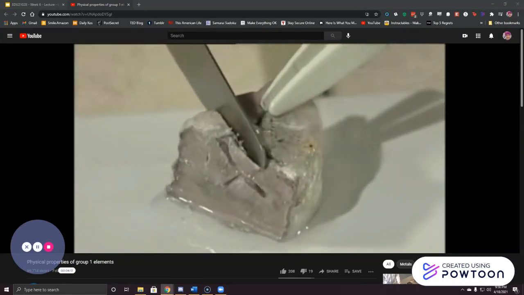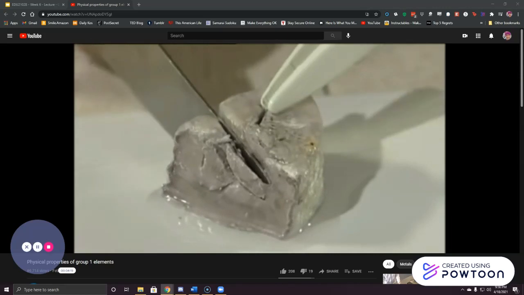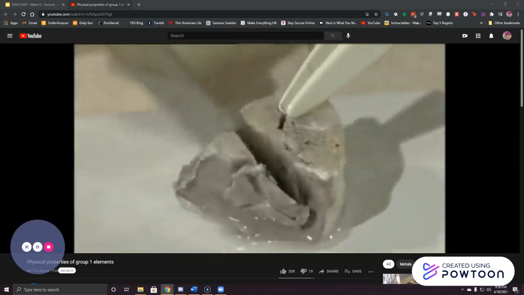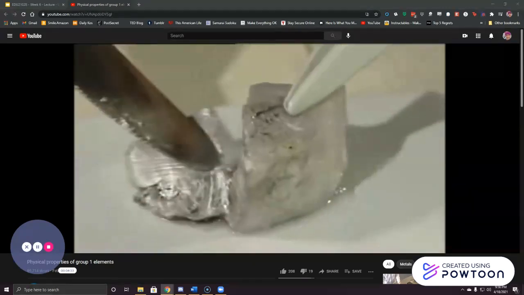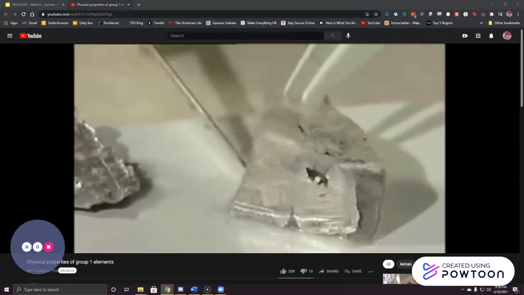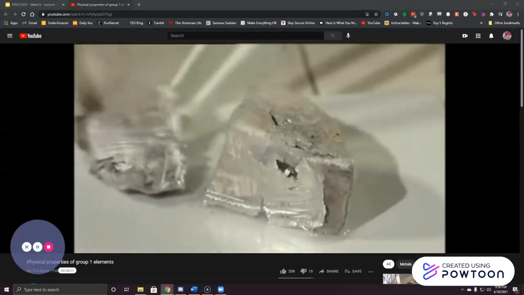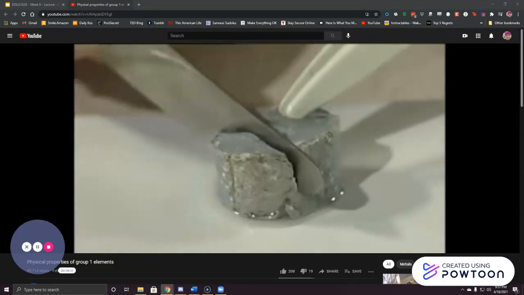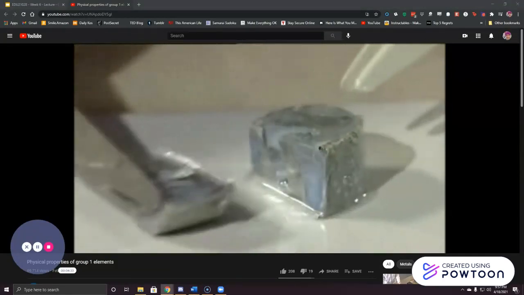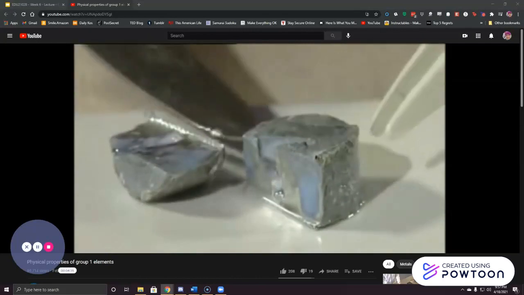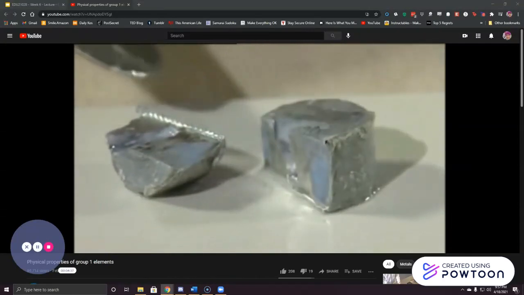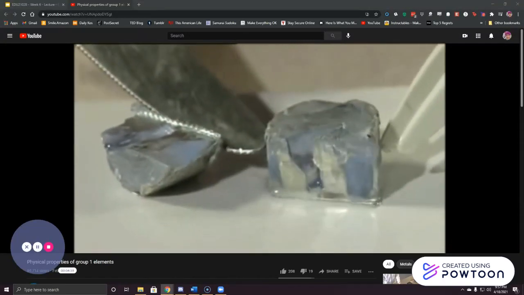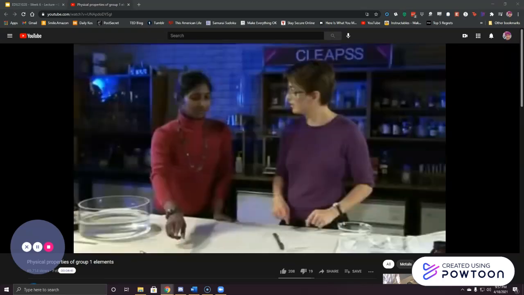Sodium is easier to cut. It is mentioned it cuts more like cheddar cheese. When you look at this cut, you can see that it tarnishes much more quickly. Potassium is really easy to cut as well and almost immediately tarnishes. Looking at the cut, you can see that the blue that they're highlighting is the tarnish we're talking about.